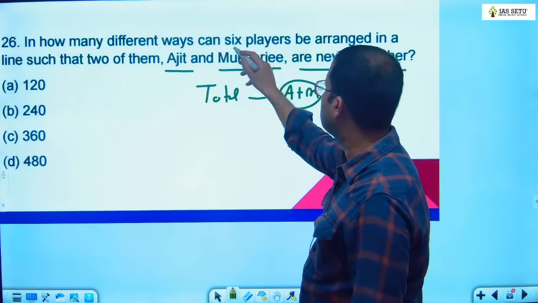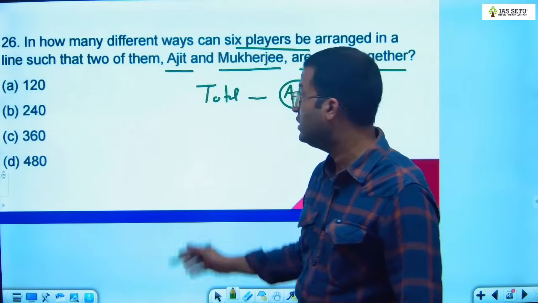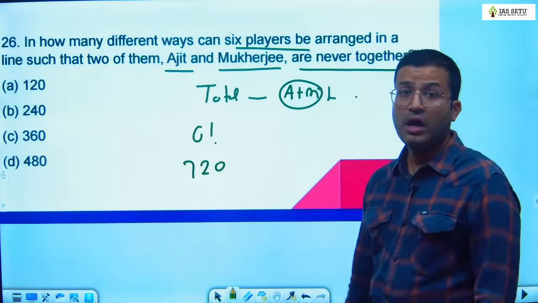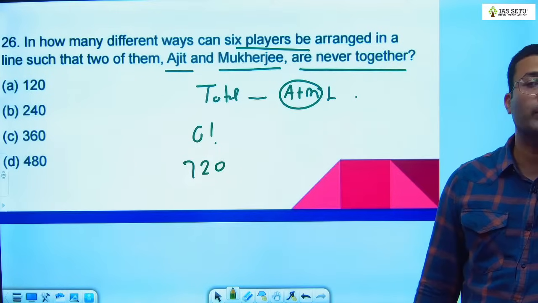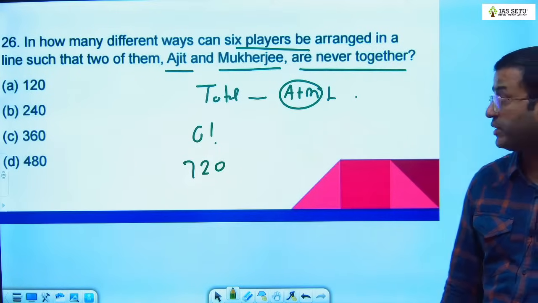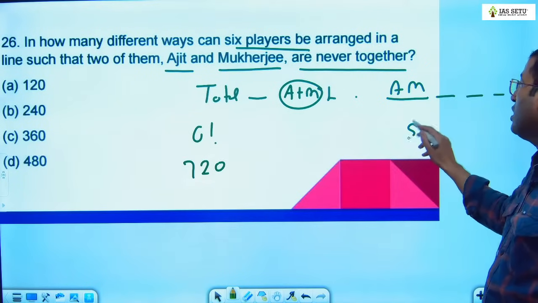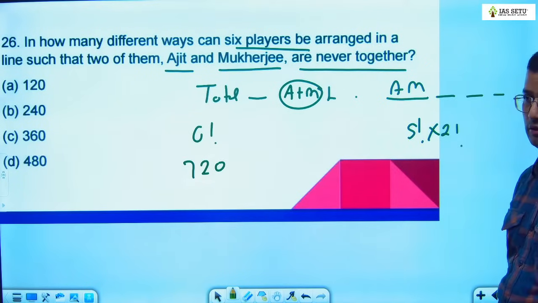There are 6 players. In how many ways can you arrange 6 players? 6 factorial. Total ways are 720. Ajit and Mukherjee together, like vowels together. The bench concept that we did: put Ajit and Mukherjee on one bench, and the other 4 players separately. 5 factorial into 2 factorial.